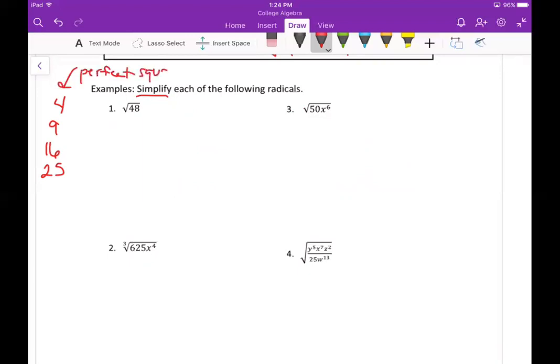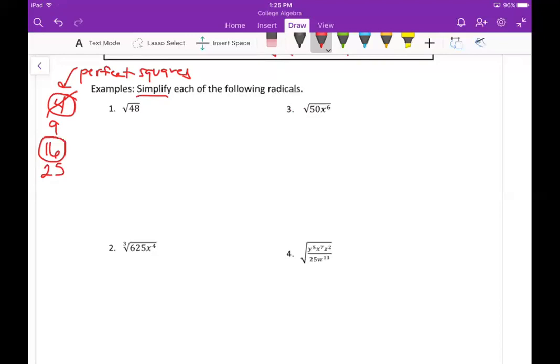We are looking for one of those to possibly be a factor of 48. So you take 48 divided by 4 and you will see that 4 works. But if you keep going down your list, you'll see that 16 works as well. So we always want to use the biggest factor.